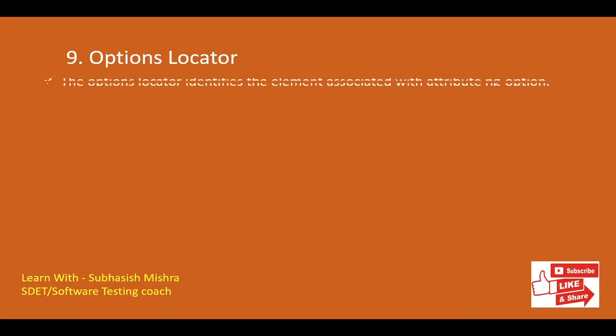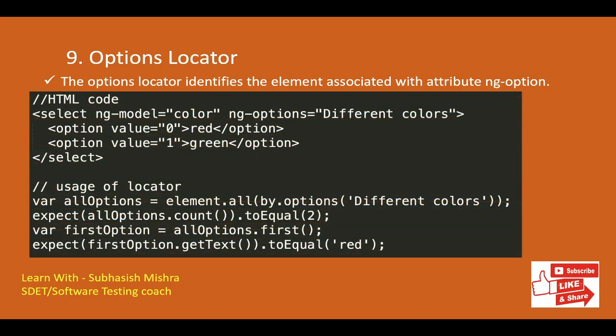Then we have a locator known as options. The options locator identifies the element associated with the attribute ngOption. This is mostly used in drop downs and list boxes. If there is a drop down, we see a select tag inside HTML and inside the select tag there will be multiple options.